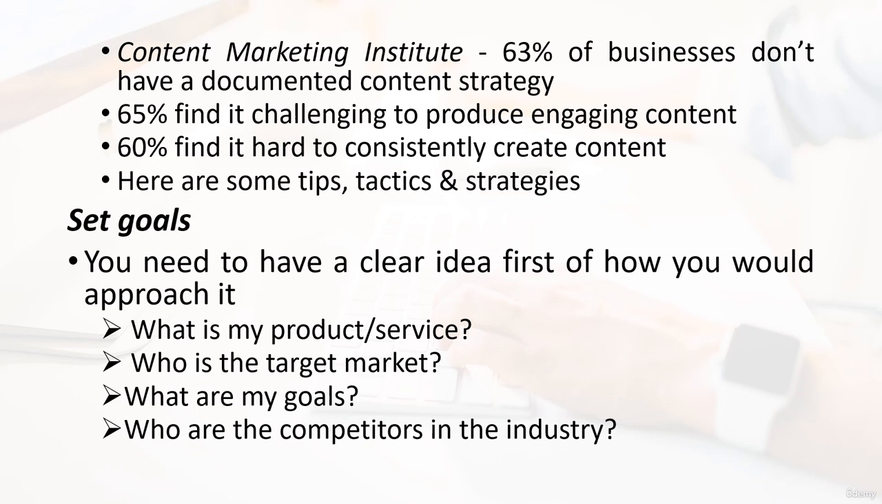Despite the obvious reasons to use content marketing, some businesses still have a hard time implementing it simply because they don't know what to do. In fact, according to the Content Marketing Institute, 63% of businesses don't have a documented content strategy. On the other hand, some businesses have a hard time making it a reliable strategy. For instance, 65% find it challenging to produce engaging content, while 60% find it hard to consistently create content. If you're currently struggling to make your content strategy work, here are a few tips and tactics that you can use to step up your game.